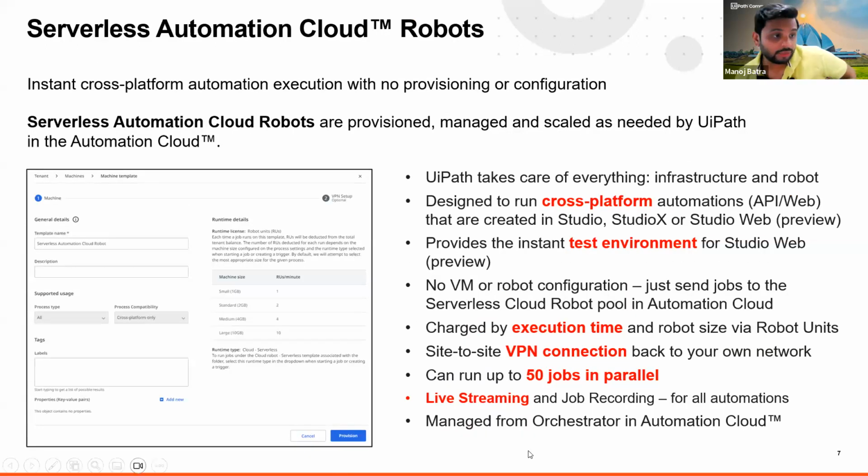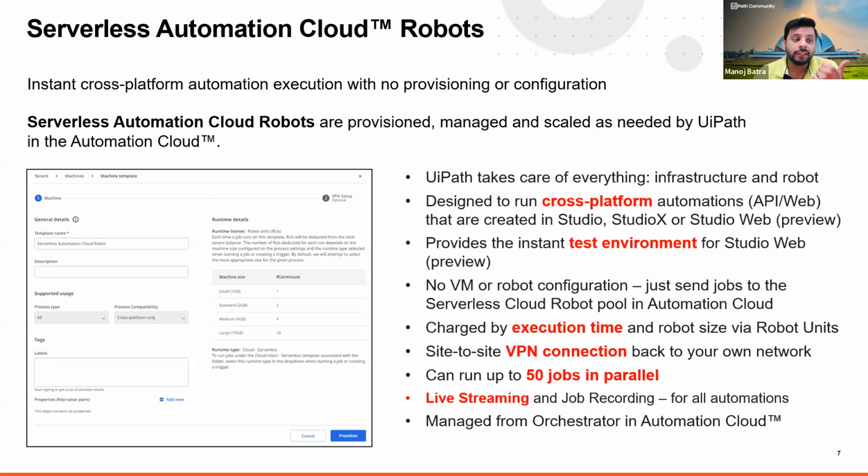And the other thing is about the serverless cloud robots. Again, this is the second one which UiPath offers to us. This is similar to your VM, but the functionality is a bit different. Here UiPath takes care of everything, be it your infrastructure and robots. No need to worry about anything here.